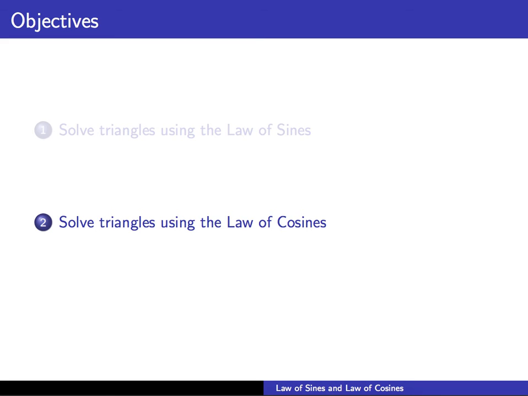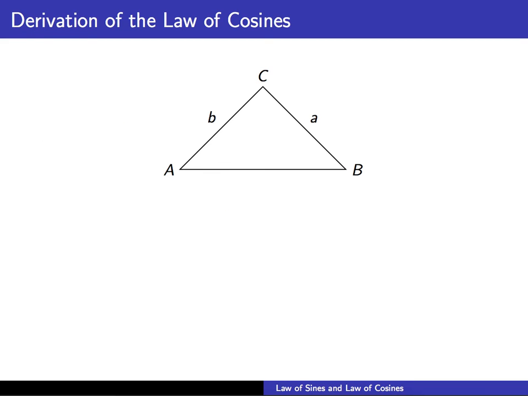In this video, we're going to introduce the law of cosines, and much like we did with the law of sines, we're going to derive the law of cosines, and in the video after that, we'll look at some examples. So once again, we have our triangle ABC, where the angle is opposite the side with the same name.